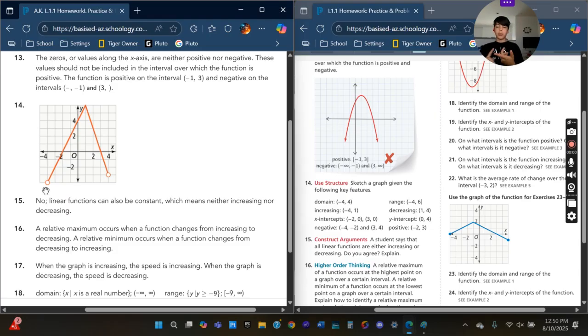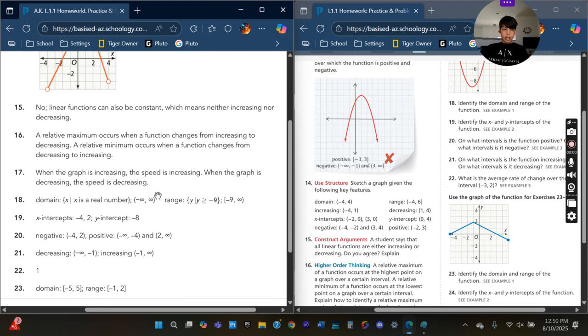The main points are the x-intercepts, the y-intercepts, and the increasing and decreasing. At that point, the domain and range in negative and positive are already there. You don't really need to mark them. So this would be your answer for number 14. This would be the graph.